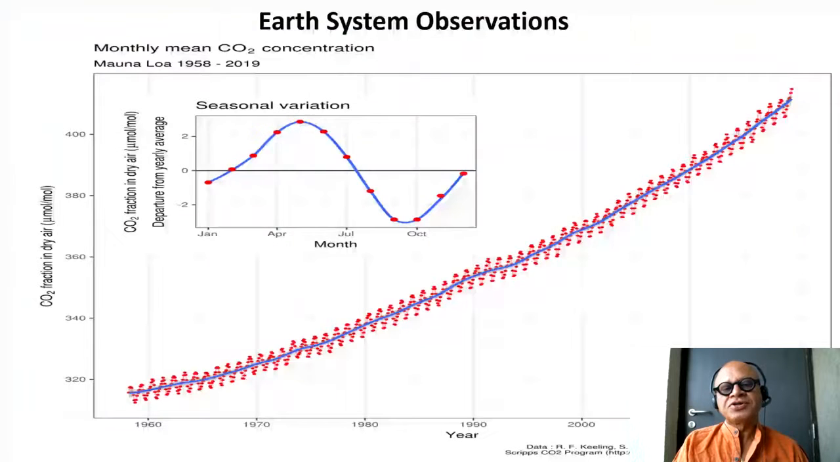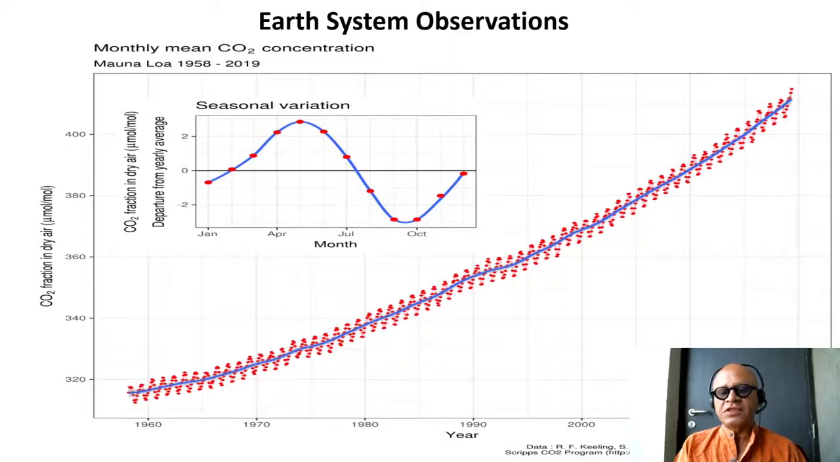Let's look at some Earth system observations. Of course, we always have to start with the Keeling curve, which started in the 50s, as we've seen already several times, and we will see again several times. It shows this breathing of the planet, which we will visit again.